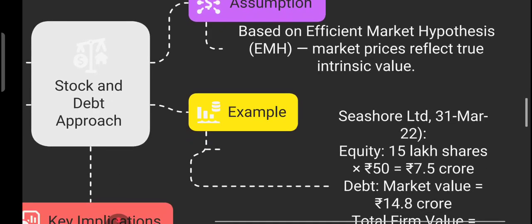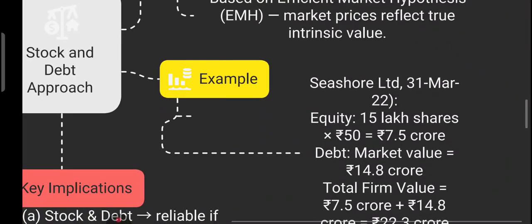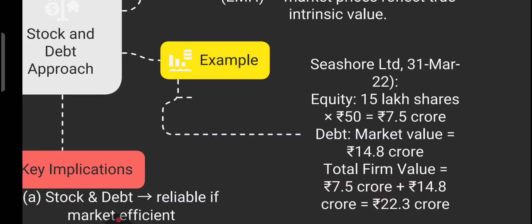For example, let's take Seashore Limited. As on 31st March 2022, the data given is that equity is 15 lakh shares and price per equity share is 50 rupees. So it amounts to 7.5 crore. Similarly, the debt market value is 14.8 crore. So the total firm value will be 22.3 crore.